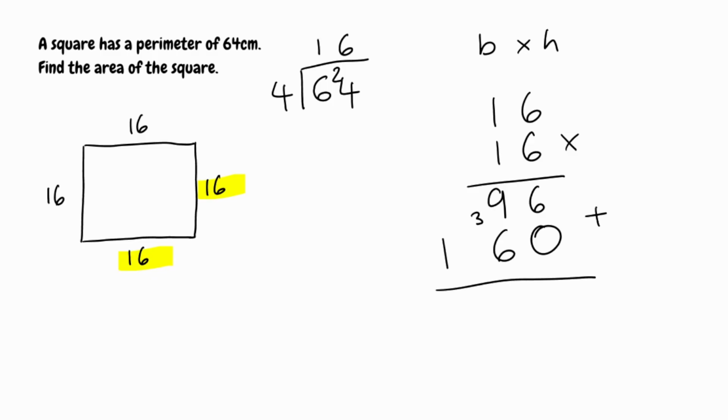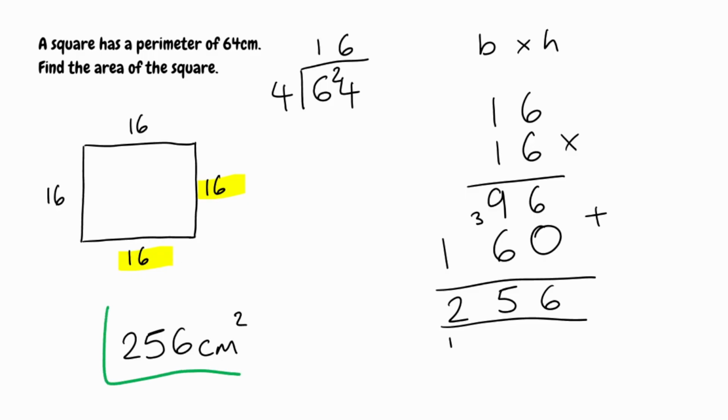We're then going to add these numbers together. So if we do 6 plus 0, that's going to give us 6. 9 add 6 is going to give us 15. So 5 here, carry over the 1. And then finally we've got 1, add the 1 we've just carried over, which gives us 2. So our final answer to the question, the area of the square, would be 256. And because this is the area, it will be centimetres squared. And that'll be our final answer for this question.